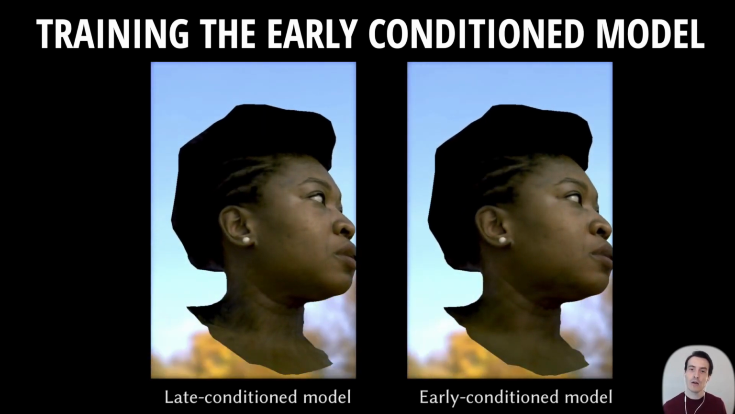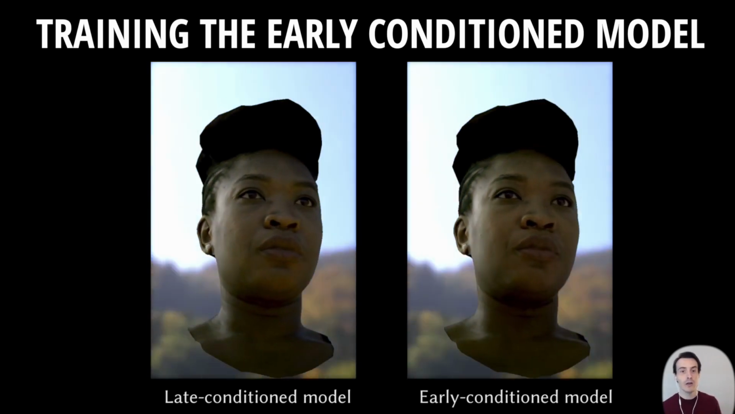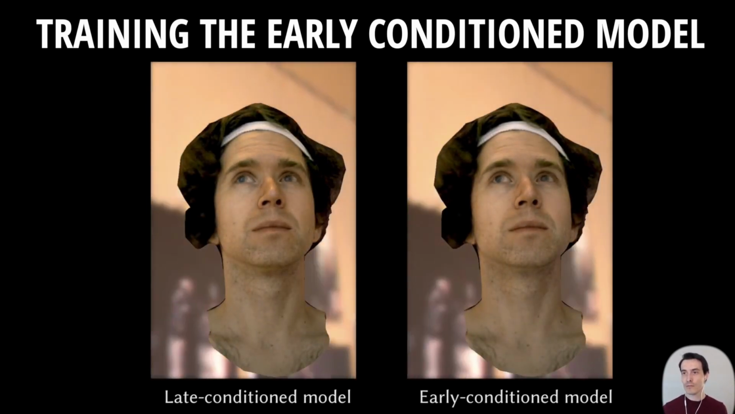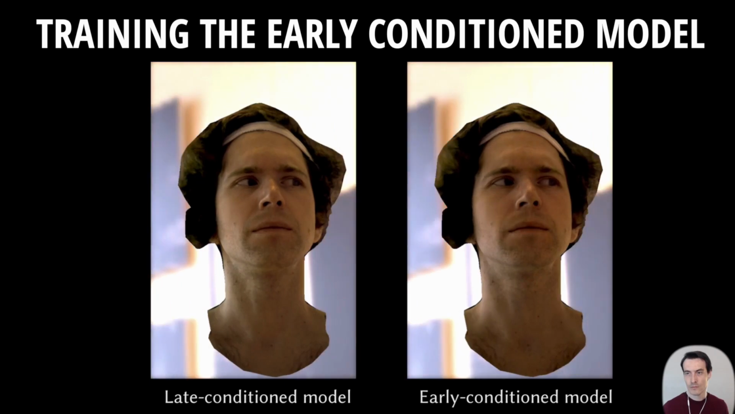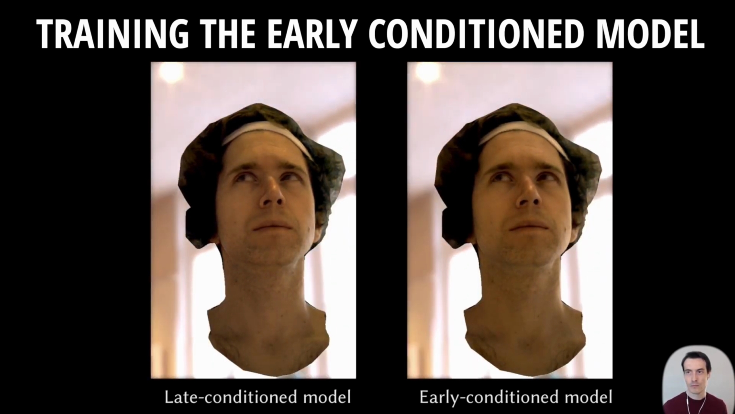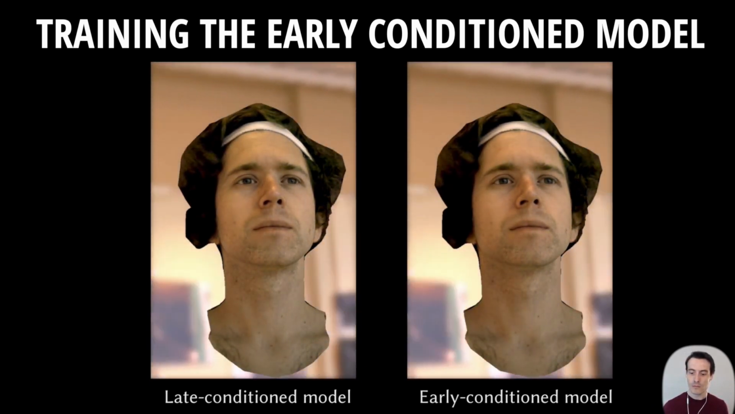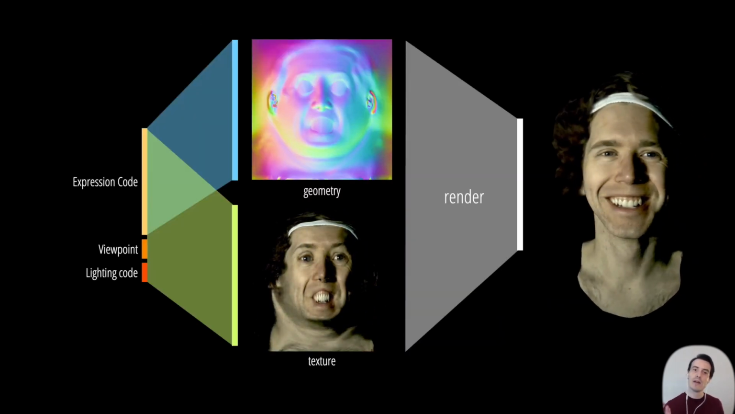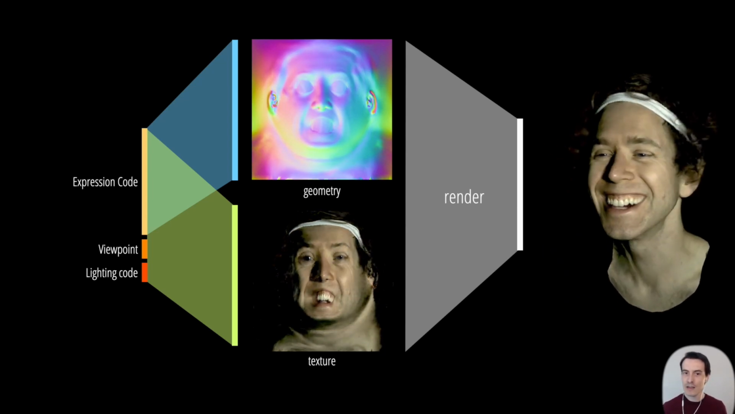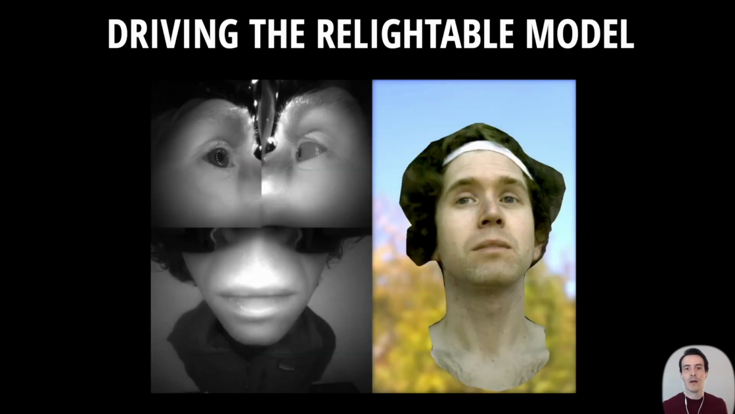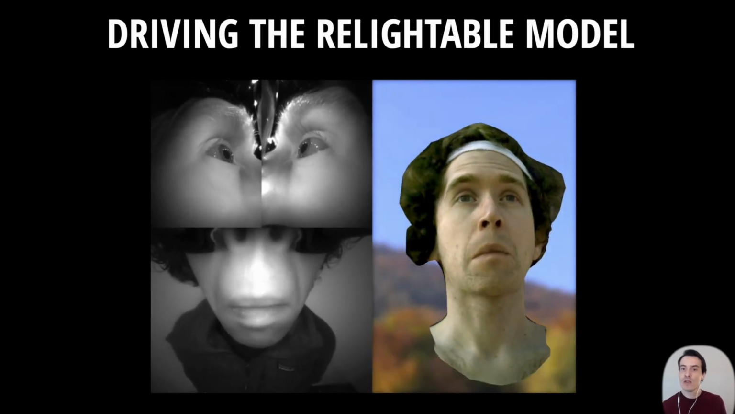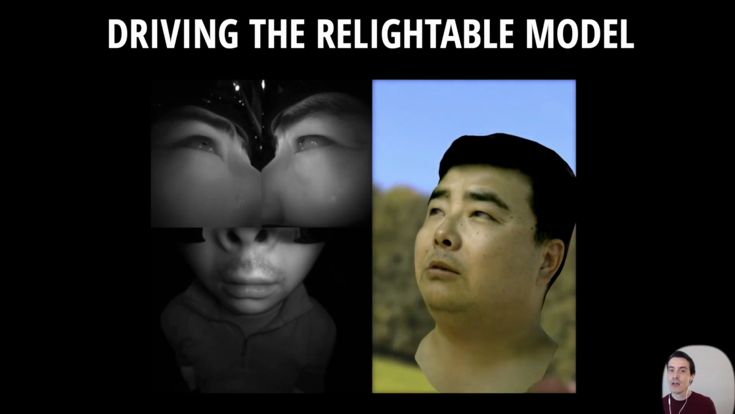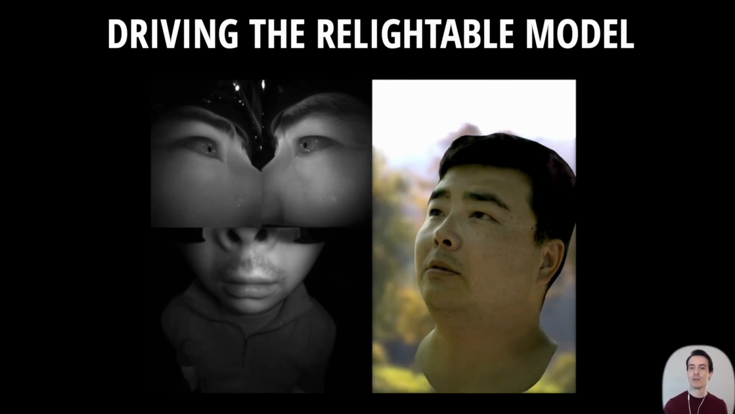So this is what we're showing here. On the left is the late condition model, and on the right is the early condition model trained on synthetic images of environment maps produced by the late condition model. So what we have now is a fast model where we can change each of these inputs independently, lighting, expression, and viewpoint, which means that we can use a driving signal, for example, obtained from a set of cameras on a headset, and then render the corresponding avatar in a new environment from arbitrary viewpoints.